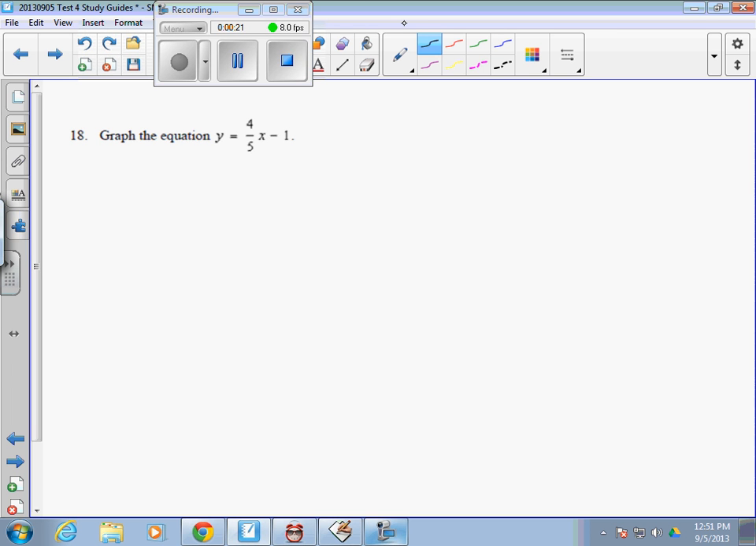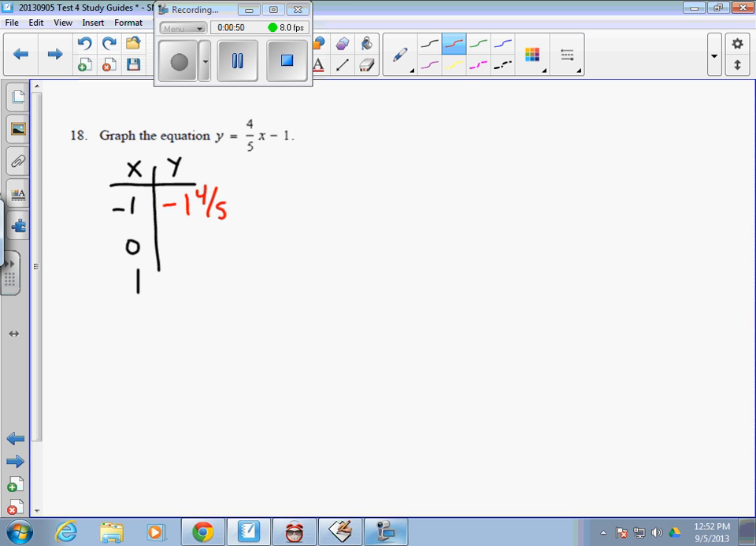So if we plug in, you always want to have at least 3 values for x and y. Your input is your x and your output is your y, or your domain is x, your range is y. You always want to use easy ones: -1, 0, and 1. When you plug those values in, 4/5 times -1 is -4/5, and then -4/5 minus 1 would be -1 and 4/5.